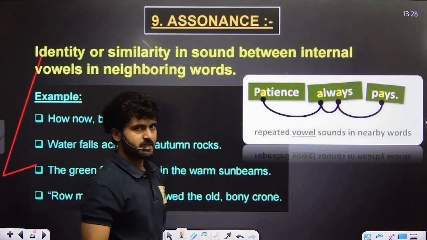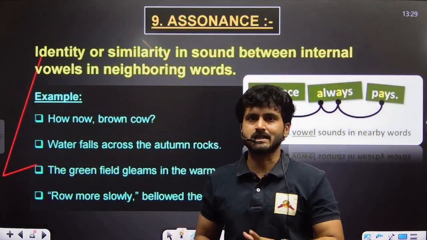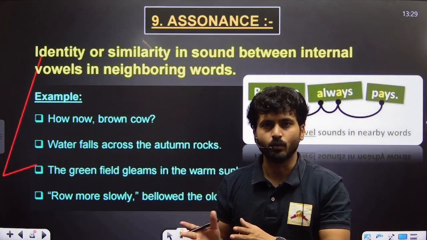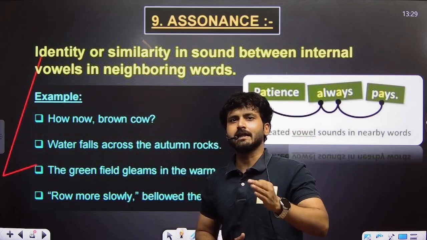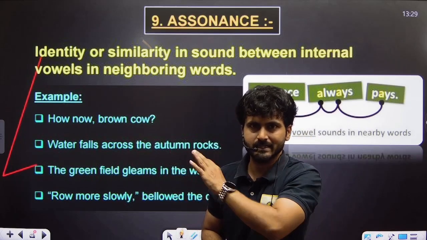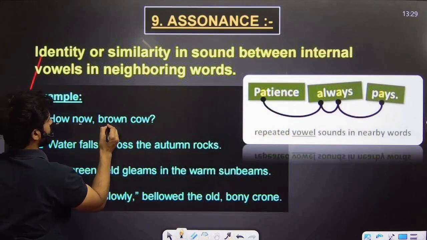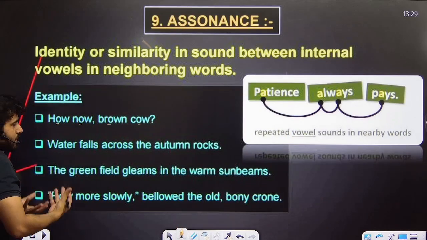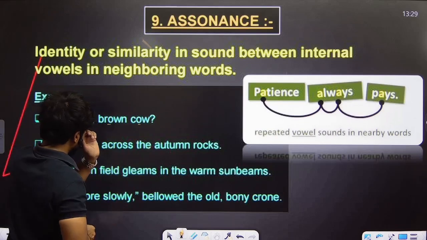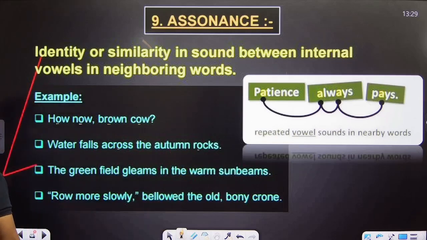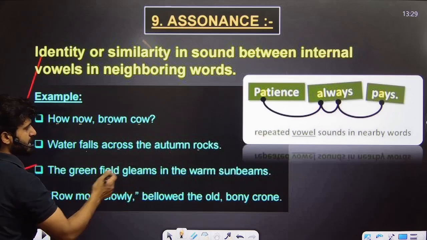Then you have your assonance. What is the difference between alliteration and assonance? Assonance is the repetition of vowels anywhere in the sentence among the words. But alliteration will always contain the repetition at the beginning of the words in a sentence. Got it? So, how now brown cow? You are observing the O vowel sound being repeated. Water falls across the autumn rocks. Here you can see O repetition. Similarly, A also is coming there.